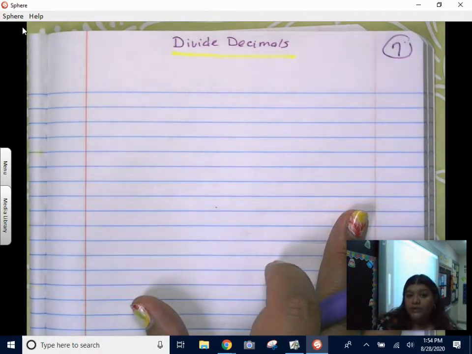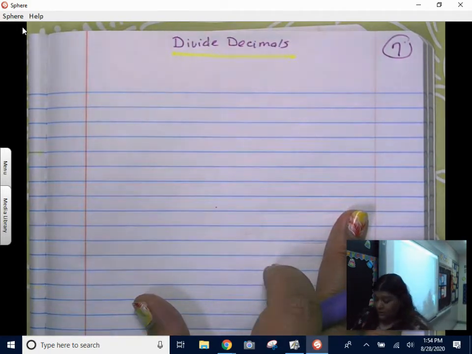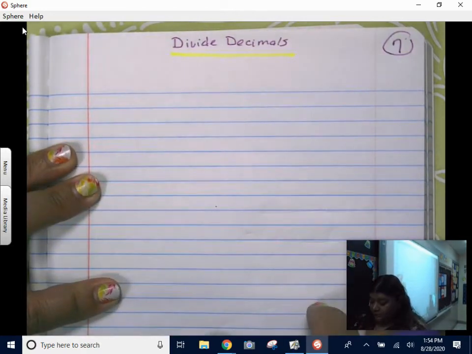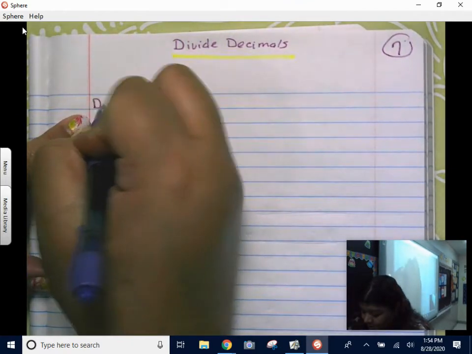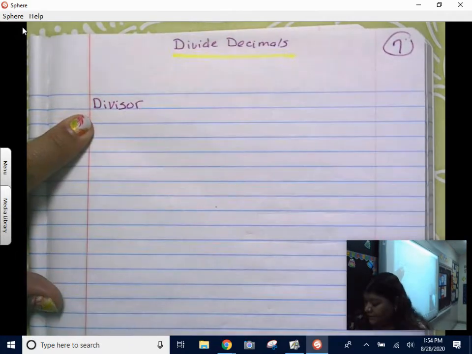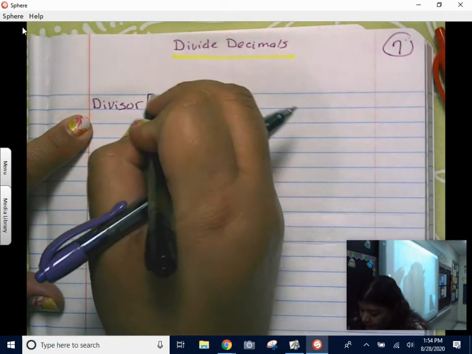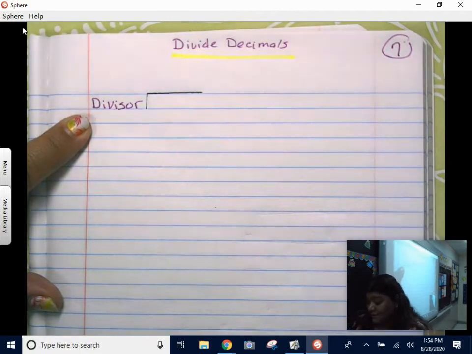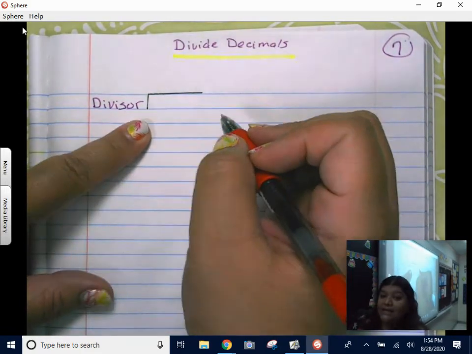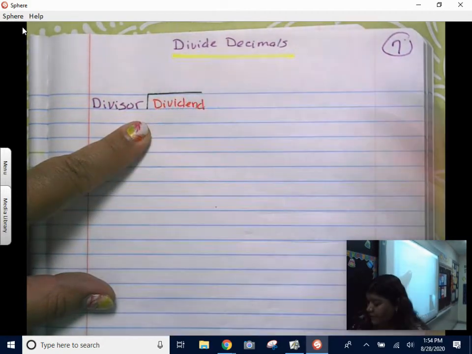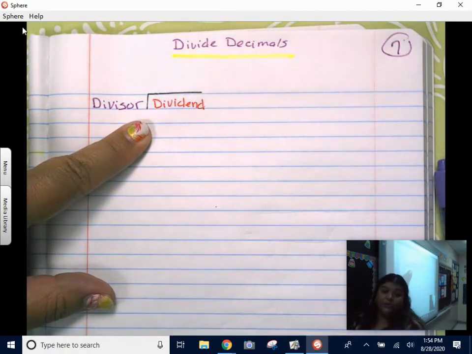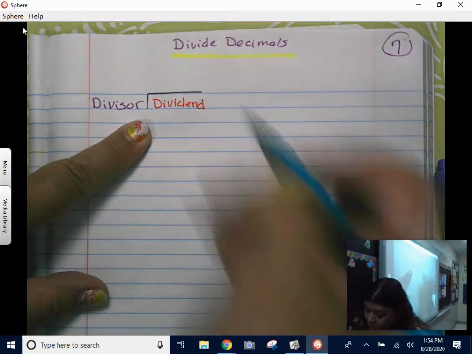If you remember your words, the divisor, the dividend, the quotient, okay? That way, when I say divisor, you know what I'm talking about. When I say dividend, you know what I'm talking about. And the same thing for quotient, okay? So when you set up your division, we have the outside number here, and this one is called the divisor, okay? The divisor. Just like that. Inside is called the dividend. Dividend. Okay? And the answer to a division problem is the quotient.